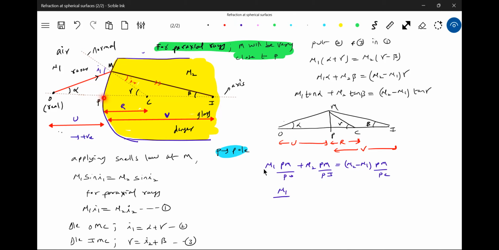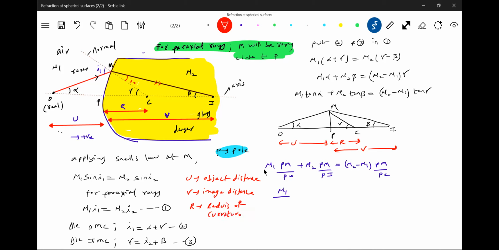So how do I measure object distance from the pole? All the distances u, v, r are measured from the pole. There's one condition I'll put. What is u? Object distance. What is v? Image distance. What is r? Radius of curvature. All the distances I'll measure from the pole here. So let me write one more step.